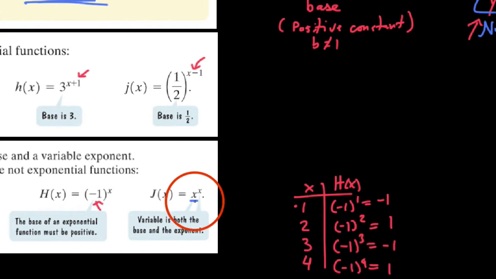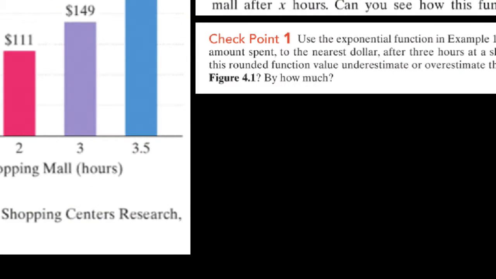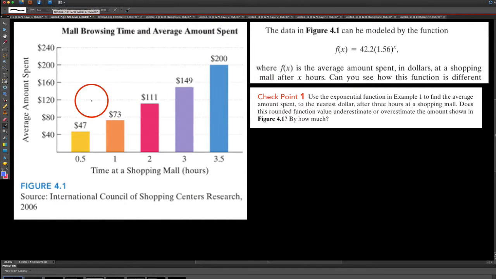And then last but not least, this cannot be an exponential function because we can't have a variable in the base. Remember, it has to be a positive constant that's not equal to 1. So what we're going to do is take a look at an instance where we would use an exponential function. It says the data in figure 4.1 can be modeled by the function here. So we say y, or f of x, equals 42.2 times 1.56 to the x power.